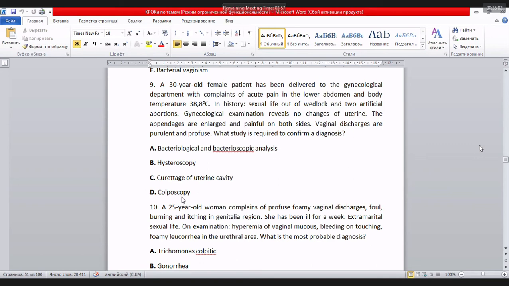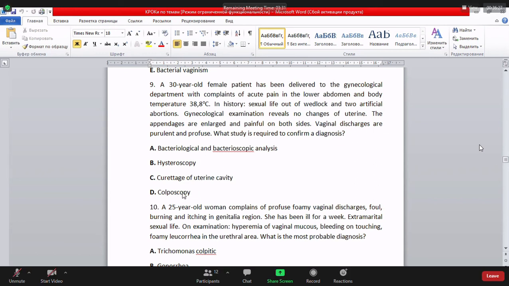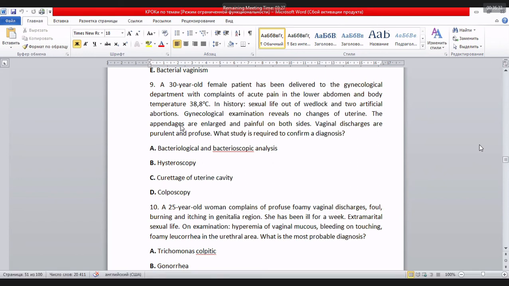Colposcopic investigation cannot give us anything. Maybe we can see the signs of inflammation of the cervix, for example, but here we have what? Enlargement of the appendages, these organs inside the small pelvis. Colposcopy can give us only information about the condition of the mucosa of the vagina and vaginal part of the cervix. But here we have affected appendages. That's why in this case, there is no sense in this colposcopic investigation. That's why bacteriological and bacterioscopic analysis.